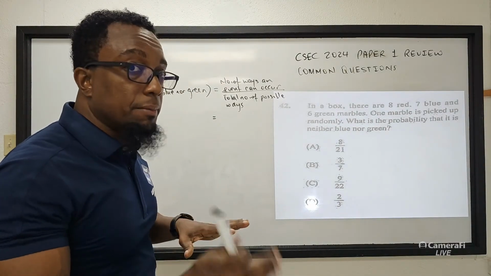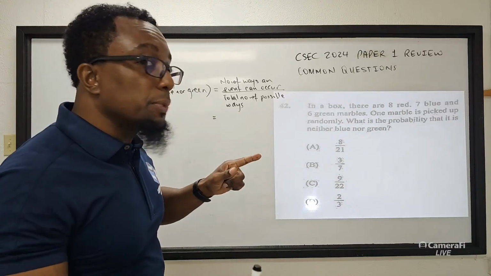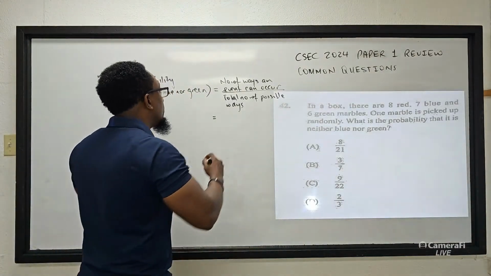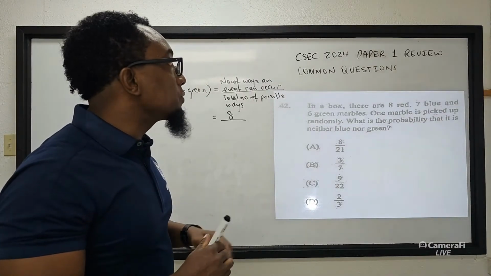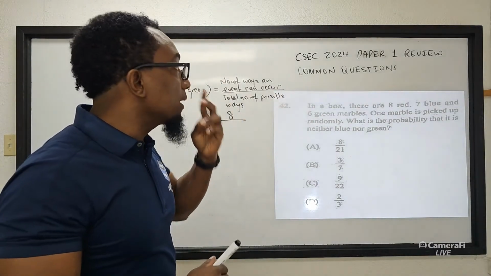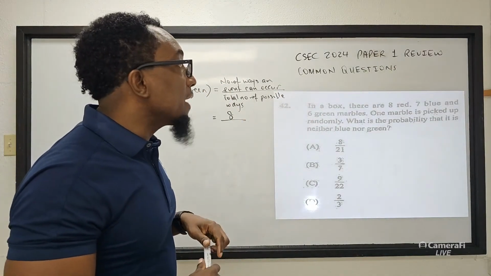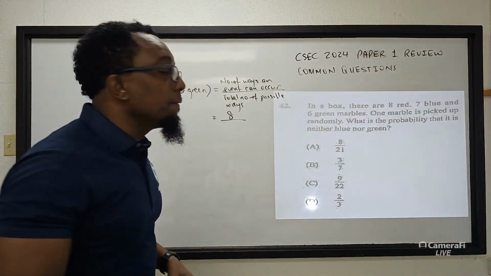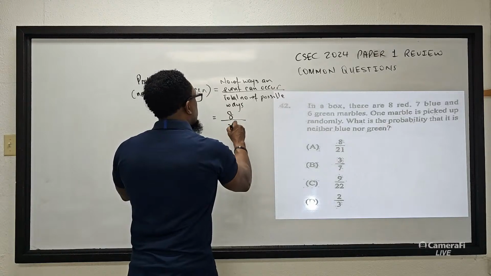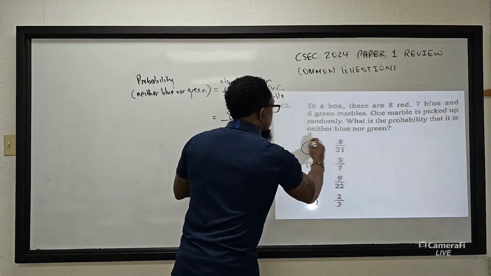So that means if it's neither blue nor green, it's red. So the number of ways we can pull a red marble would be 8 ways. Over the total number of possible ways, which would be the total number of marbles in the box. So how many marbles do we have in the box? It's going to be 8 plus 7 is 15. 15 plus 6 will be 21. So the answer there is E.